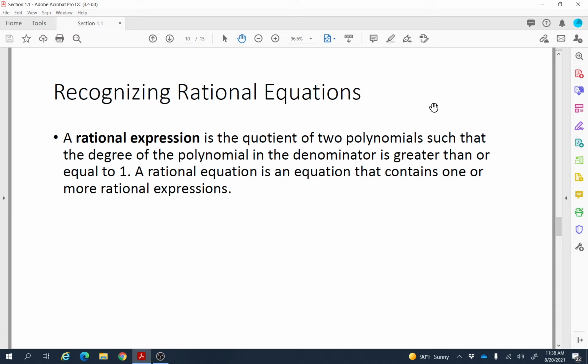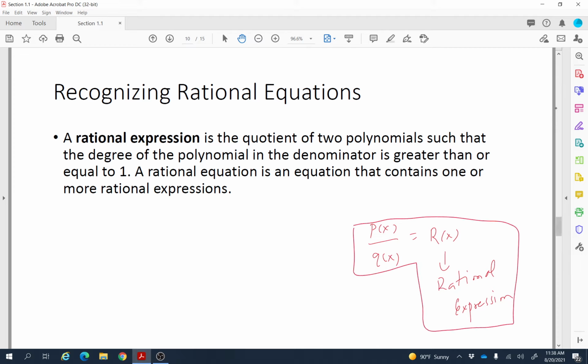Okay, so the next topic is a rational equation. A rational equation means an equation with a rational expression. Rational expression means there should be a polynomial on the top and a polynomial on the bottom. This is called a rational expression, sorry. And if you have an equation with a rational expression, that is called a rational equation.